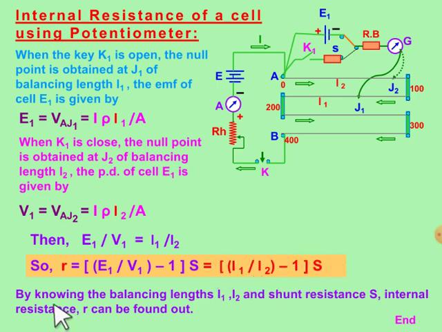by putting this E1 by V1 as L1 by L2, you will get it. So by simply knowing the balancing length and the shunt resistance S, you can easily find the internal resistance of this given cell. That is how we can find the internal resistance and compare the EMF of two primary cells by using a potentiometer.